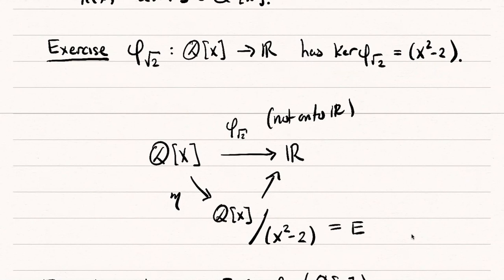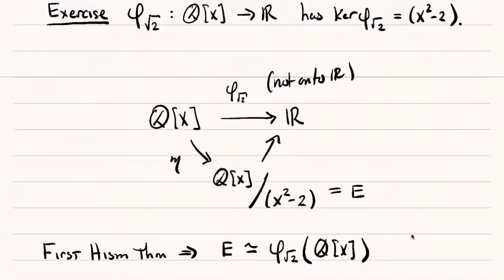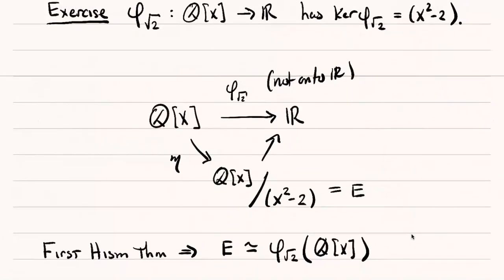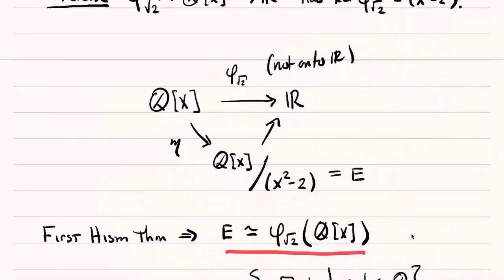It's not an onto ring homomorphism, but its kernel is the ideal generated by x squared minus 2, according to your exercise. So if we use the fundamental homomorphism theorem, the first homomorphism theorem, pardon me, it says that this quotient field, E, Q[x] mod that ideal, is isomorphic to the image of phi of root 2. It's not isomorphic to R because phi of root 2 is not onto, but it's isomorphic to its image. Well, what's in that image?